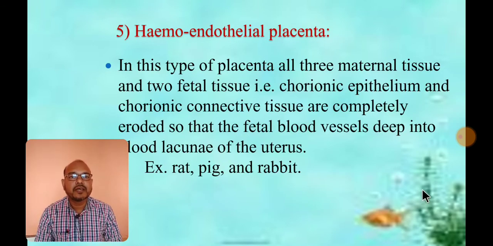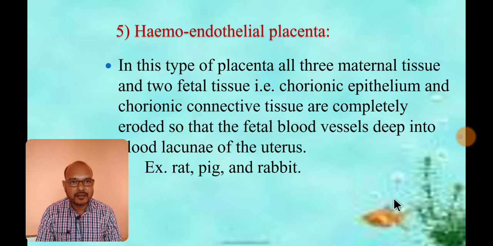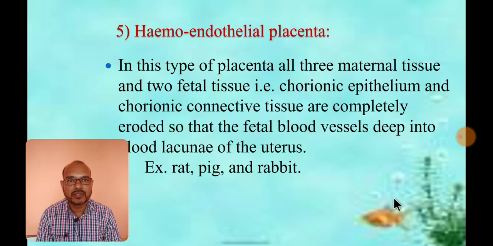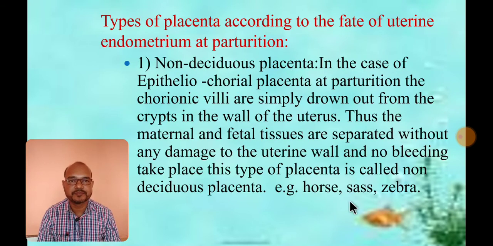The next one is the hemoendothelial placenta. In this type of placenta, all 3 maternal tissues and 2 fetal tissues, that is the chorionic epithelium and the chorionic connective tissue, are completely eroded so that the fetal blood vessels dip deep into the blood lacunae of the uterus, for example in rat, pig and rabbit.